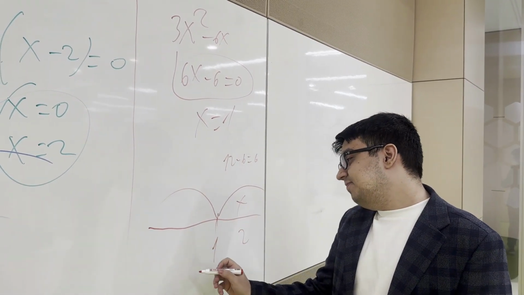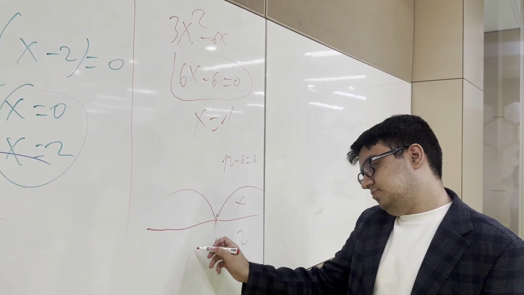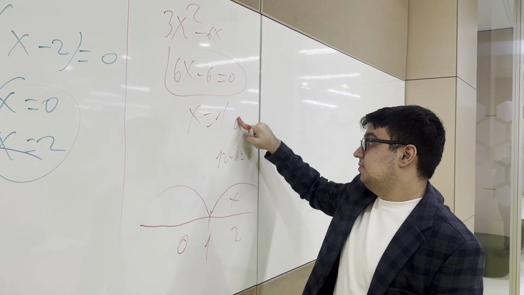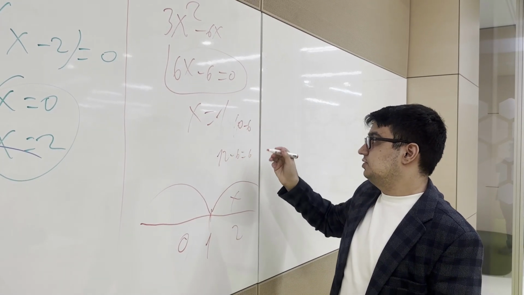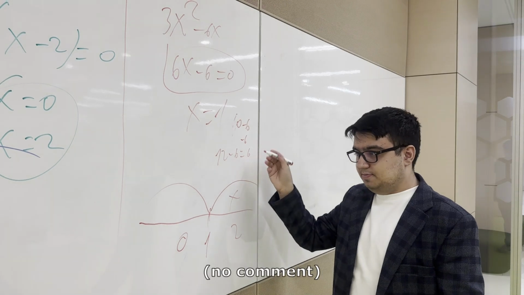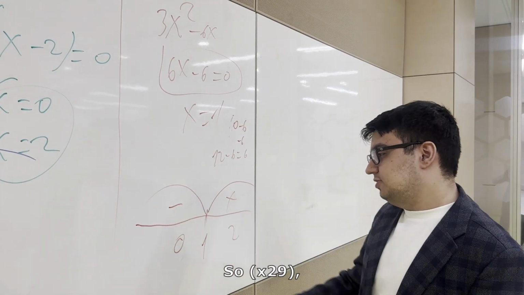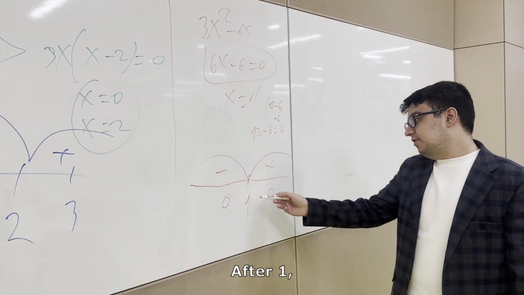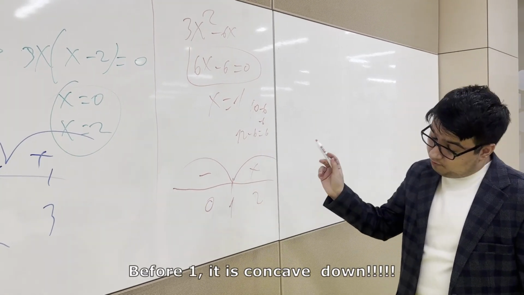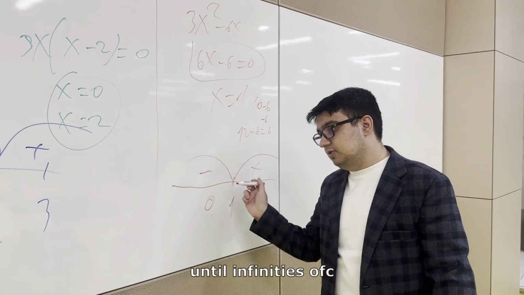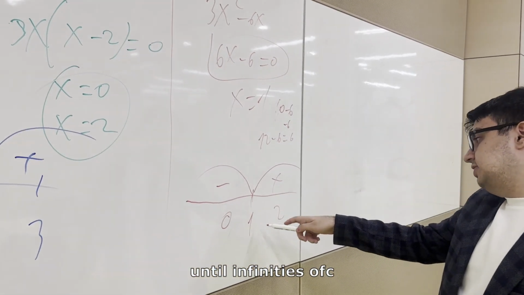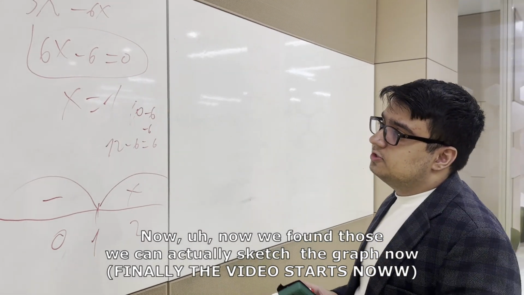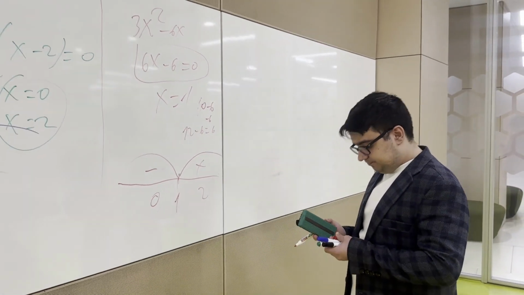And before 1, 0 is the easiest one. It's going to be 0 minus 6, which is minus 6. So it's a minus. Well, we found when it's concave up or concave down. After 1 it's concave up, before 1 it's concave down, until negative infinity, and this is also true for positive infinity as well. Now that we found those, we can actually sketch the graph.